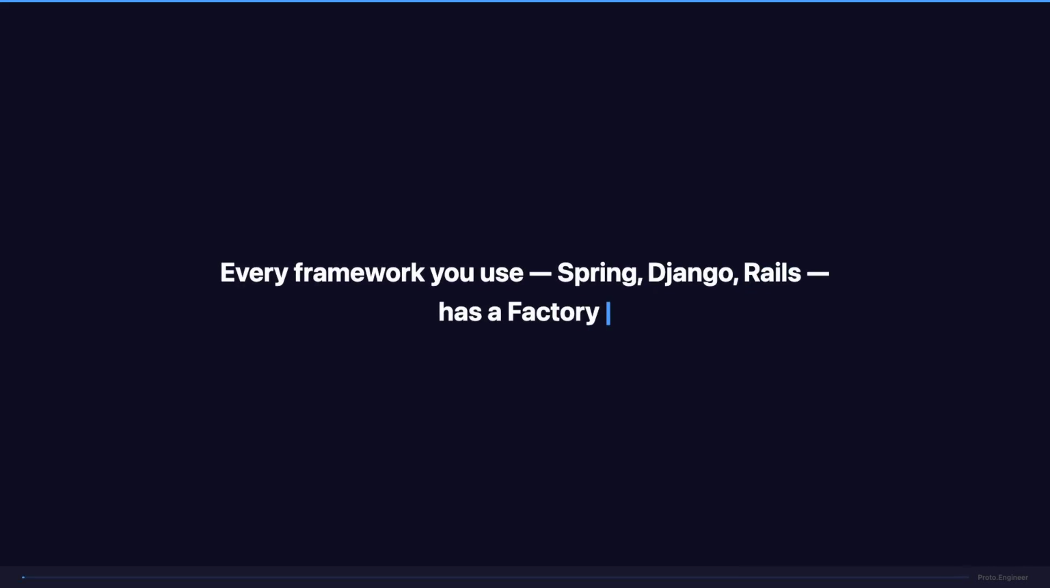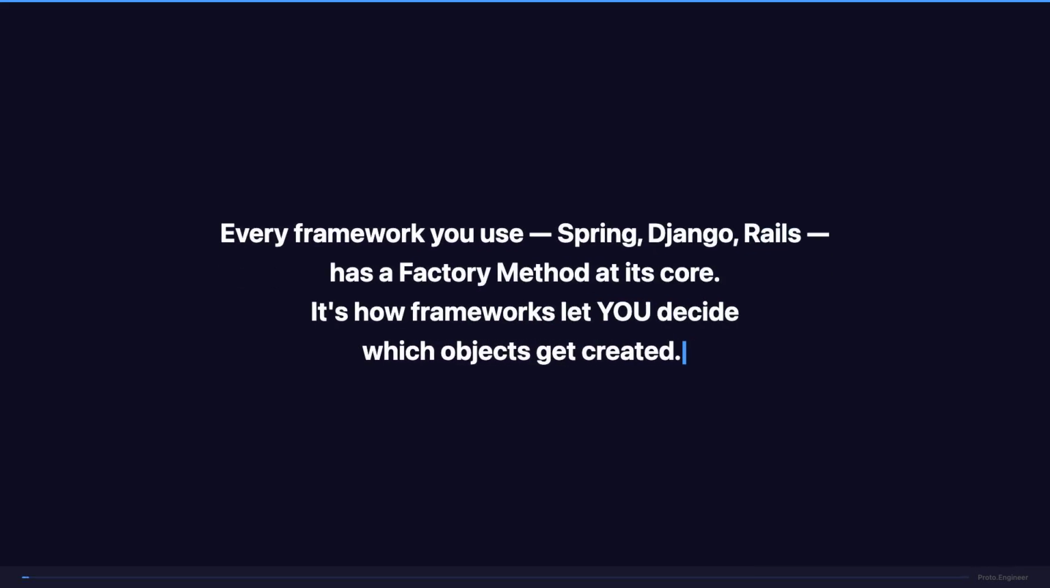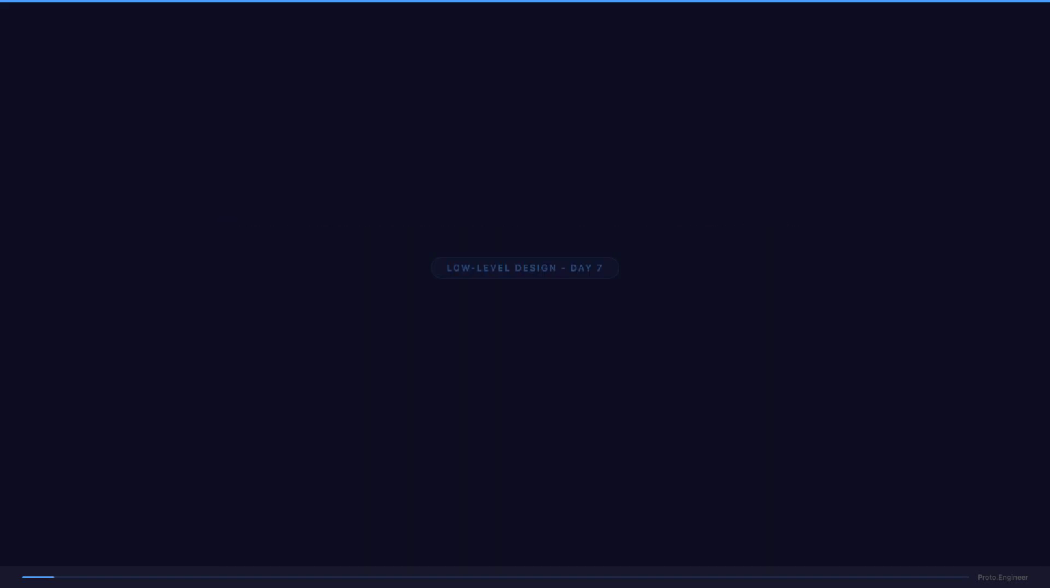Every framework you use, Spring, Django, Rails, has a factory method at its core. It is how frameworks let you decide which objects get created. If you understand factory method, you understand how frameworks work internally. Factory method pattern. Low-level design.